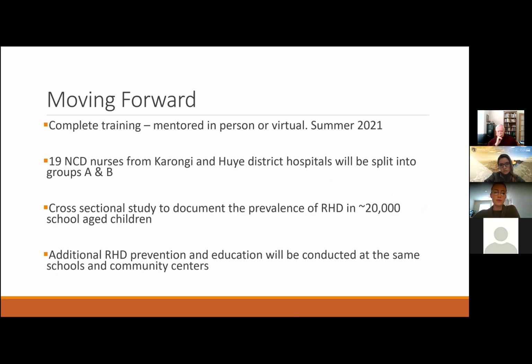Moving forward, this upcoming summer, the plan right now is to complete the training modules with our nurses. We have about 19 in the study arm that we want to conduct, which can now be either a combo of virtual and in person, depending on what works best when summer comes. We'll split them into the Karangi and Hui districts, A and B, and our goal is to screen about 20,000 school-age children, gather that data, and work towards creating more penicillin prophylaxis and seeing what the need actually is.